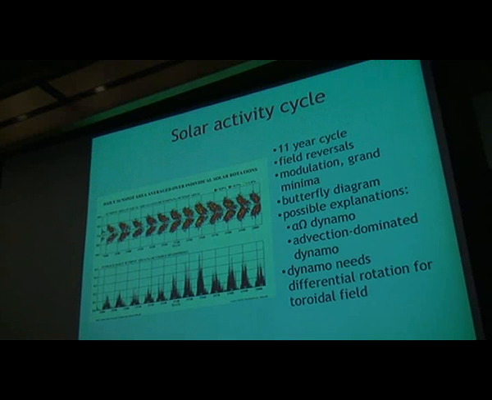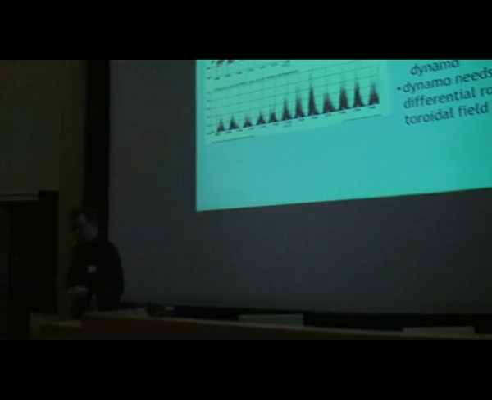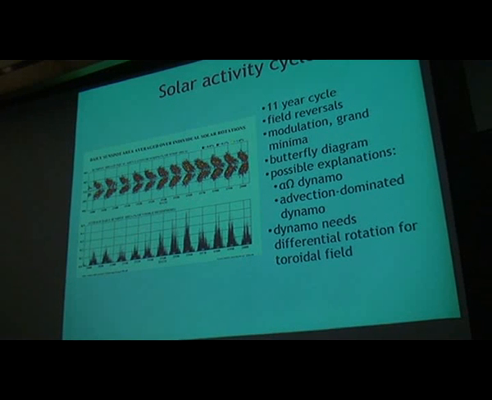Okay, I start with this. Everybody knows, of course, that solar activity follows the 11 or 22 year cycle with field reversals every 11 years, with this butterfly diagram, which indicates the migration of the active latitudes, and also with some not very well explained long-term modulation. Now, the two most popular explanations are an alpha omega dynamo, or more recently, an advection-dominated dynamo, which is a modified alpha omega dynamo where the meridional flow plays an important part. And very important in all these models is, of course, the differential rotation, which generates a strong toroidal field.